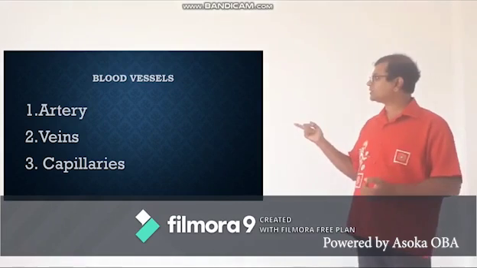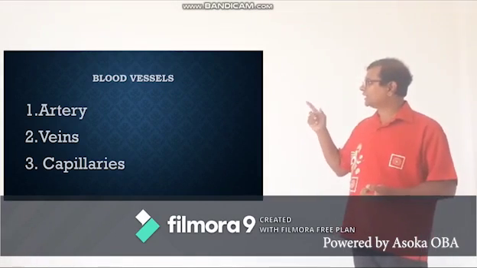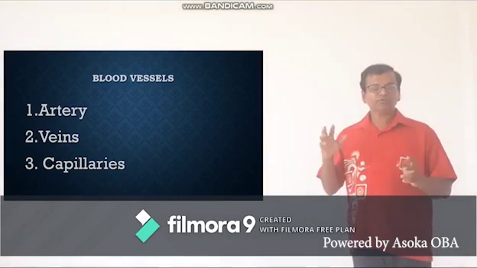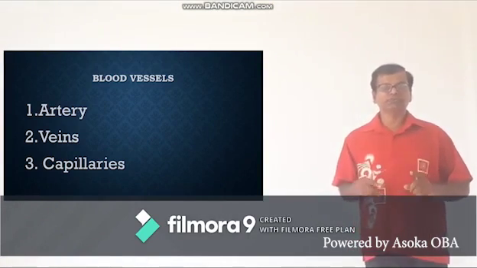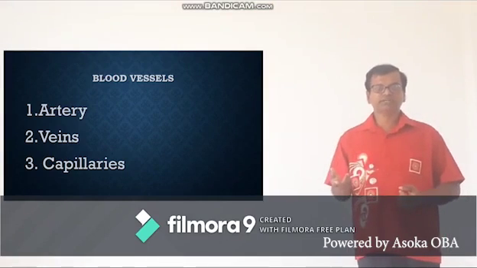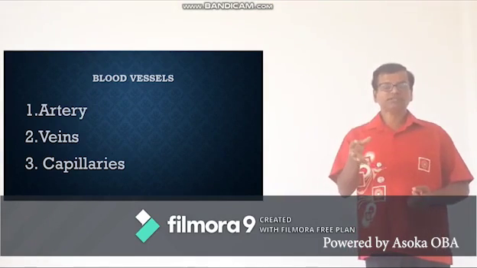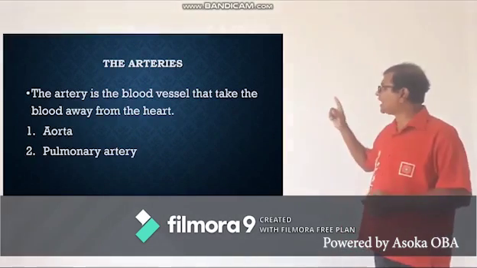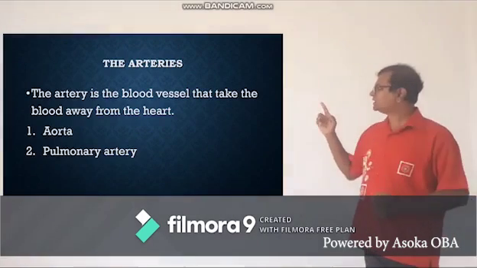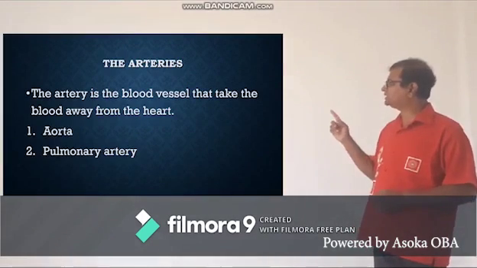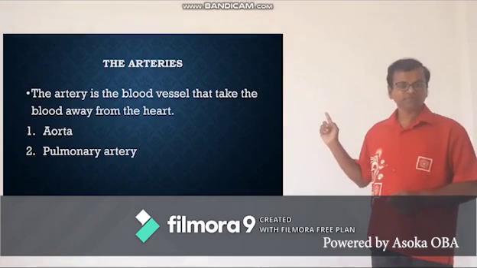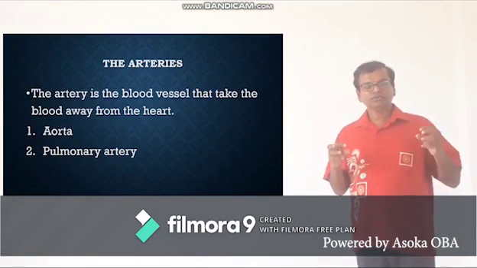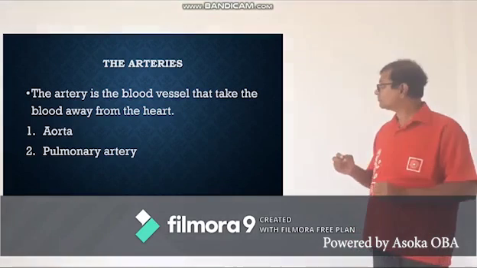There are 3 types of blood vessels: artery, veins, capillaries. The human blood flows through the vessels. That's why it is called a closed circulatory system. First we study the arteries. The artery is the blood vessel that takes the blood away from the heart. Inside the arteries, blood flows from the heart towards the organs.